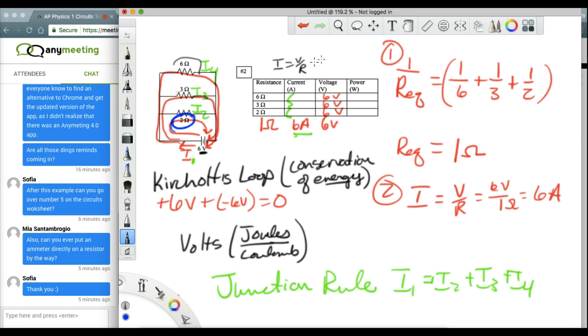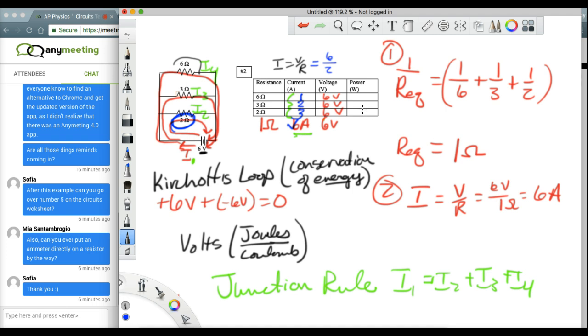Voltage is 6, so for the 2 ohm resistor it's going to be 6 divided by 2, which comes out to be 3. And for the 3 ohm resistor it's going to be 6 divided by 3, which comes out to be 2. And for the 6 ohm resistor the current will come out to be 1. 1 plus 2 is 3, 3 plus 3 is 6. So that checks out. The sum of all the currents does equal 6.